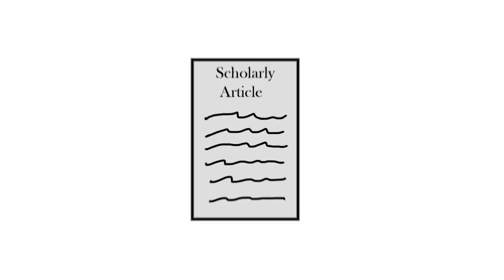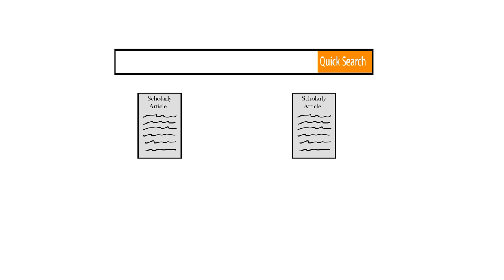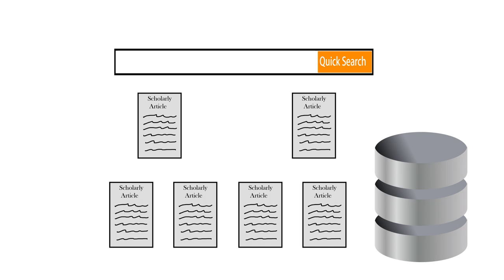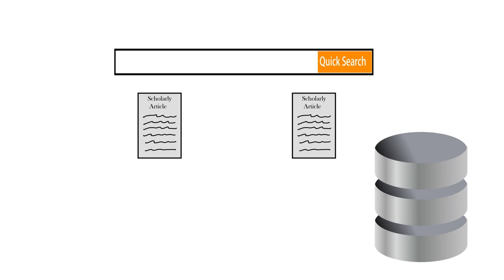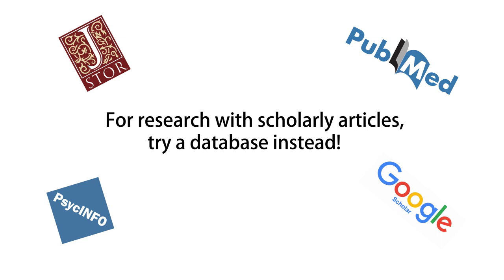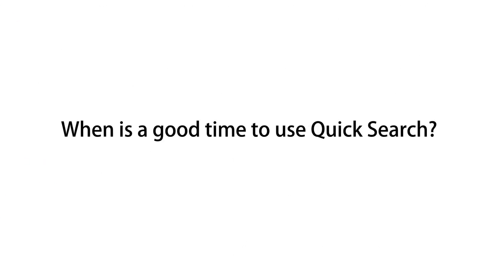If you need peer-reviewed articles, you may have better luck using a database instead of Quick Search. Although Quick Search can find full-text, peer-reviewed articles, it doesn't find all of them. There's a good chance that the articles you need can be found in a specific database, even if they aren't showing up in your Quick Search results. So, if you need to do research, especially if you're looking for scholarly articles, consider searching in a specific database instead. So, when is a good time to use Quick Search?